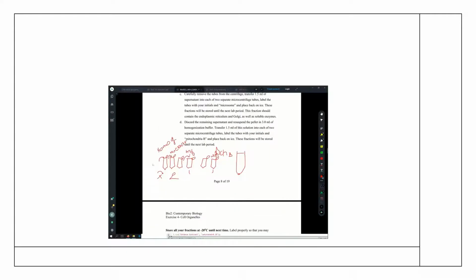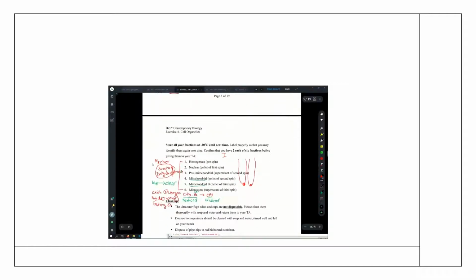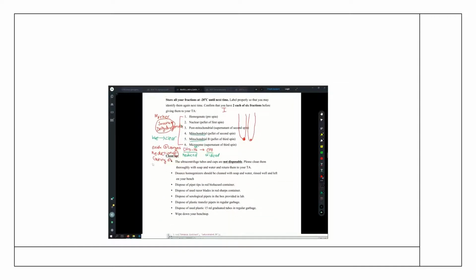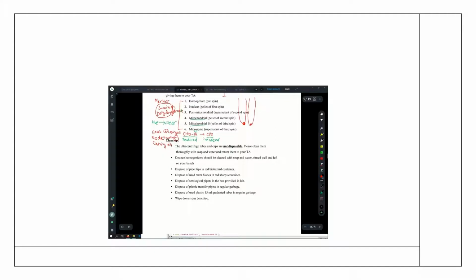And then we ended up with all of our fractions. We had 6 fractions. We stored them at -20. So these are our fractions. We had homogenate, nuclear, post-mitochondrial, mitochondrial, mitochondrial B, and microsome.